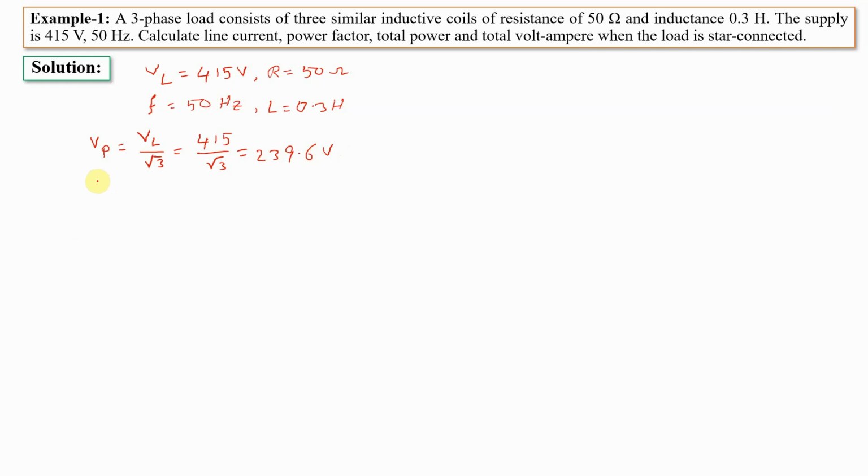Now find the value of XL. Remember, here it is the inductive reactance per phase. It is 2 pi FL, where frequency is 50 and L is 0.3. So finally we'll get the value of XL as 94.25 ohms, and the resistance per phase is 50.